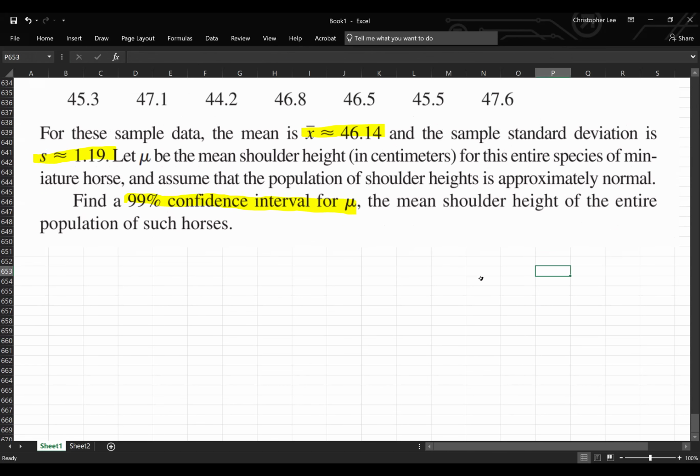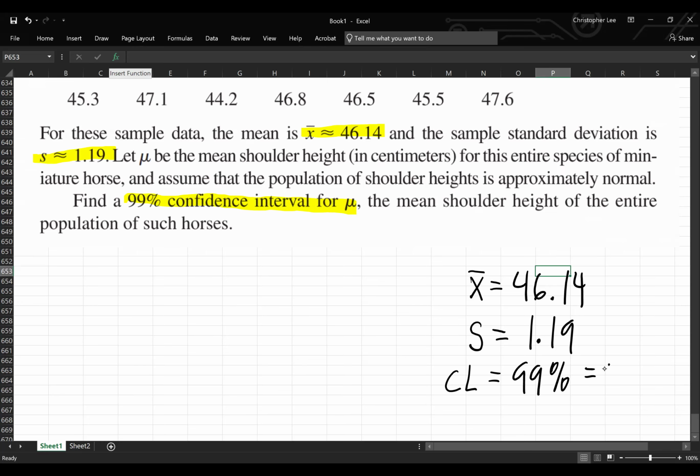I have X bar, which is 46.14. You guys know how to find that: just add them all up and divide by how many numbers there are. Same thing, our sample standard deviation is equal to 1.19. You know how to find that, right back in chapter 3. Remember that standard deviation formula? You get the answer. Our confidence level is 99% or 0.99. Let me ask you guys a really hard question: what's my sample size? What's n?